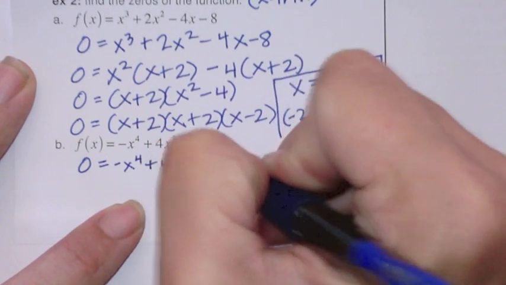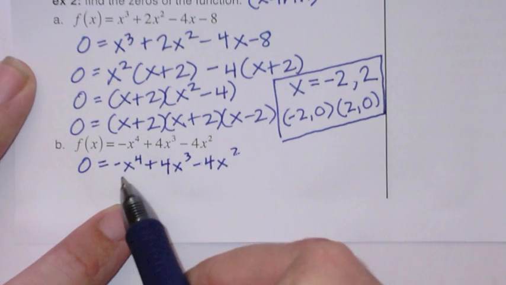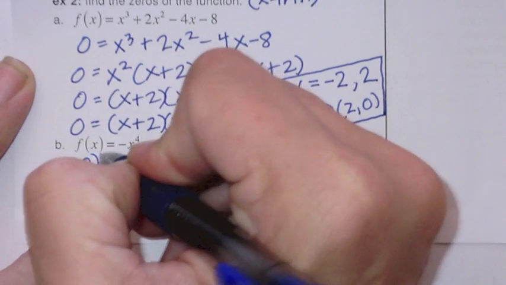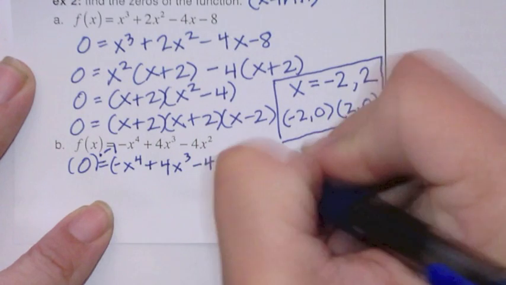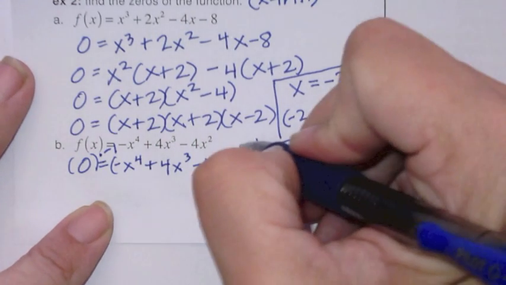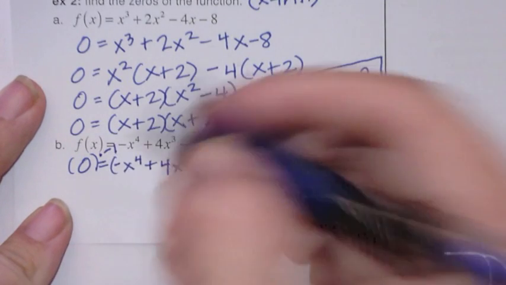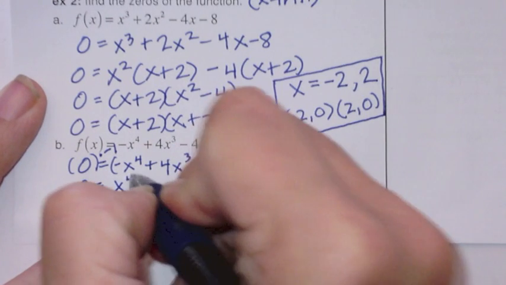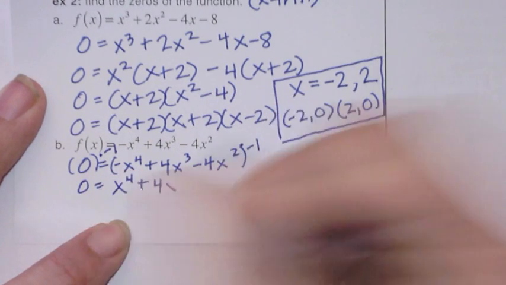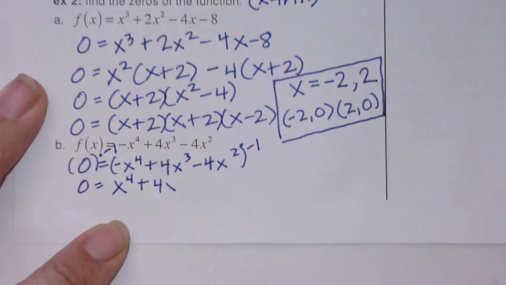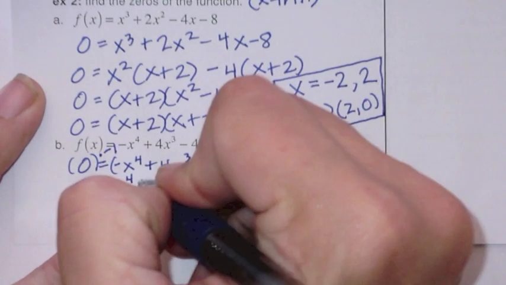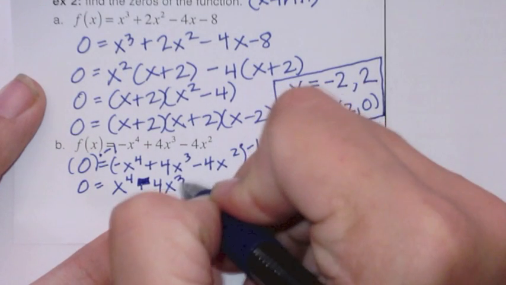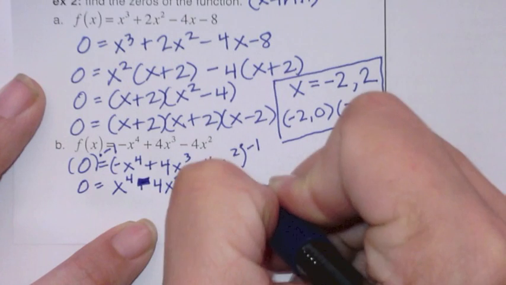My personal preference is not to have a negative leading coefficient when I'm solving for 0. So a real quick way to get rid of that is to multiply both sides by -1. 0 times -1 is still 0, and this would be x to the fourth plus 4x, sorry, it should be minus 4x cubed, because I'm multiplying by that negative, plus 4x squared.